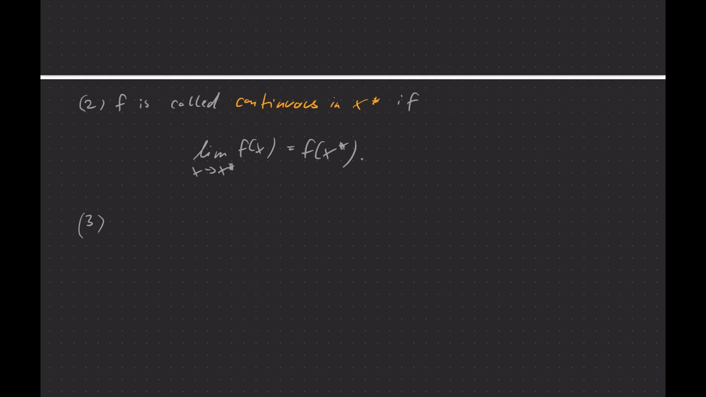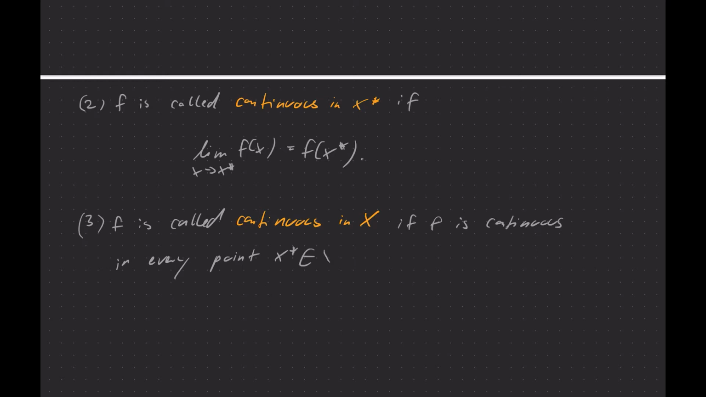And finally, part 3 of the definition, you know that one as well. f is called continuous on the domain X if it is continuous for every point in that domain. So f is called continuous in capital X if f is continuous in every point x star in X.